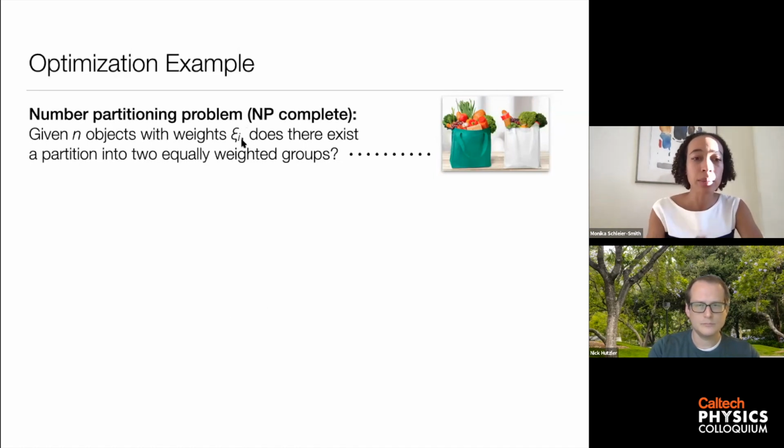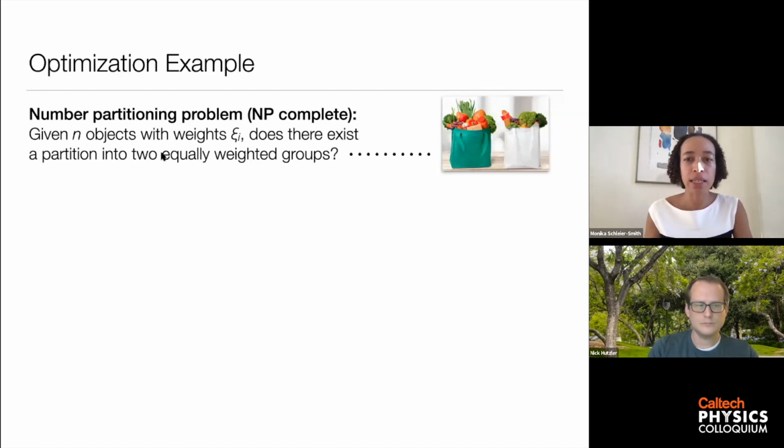that I'll call xi. You can ask the question, so those objects might be my groceries that I bought, and I want to divide them into two groups that I can carry in my two arms. So the question is, does there exist a partition of these objects into two equally weighted groups?